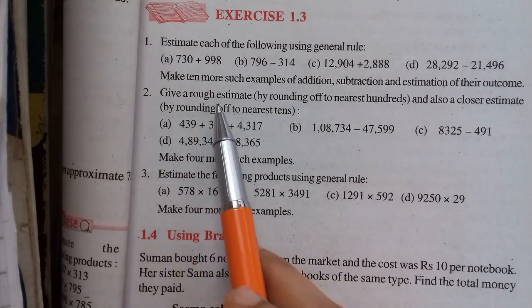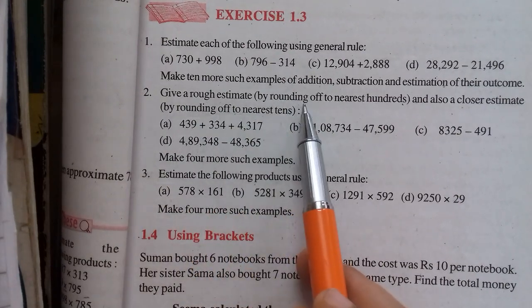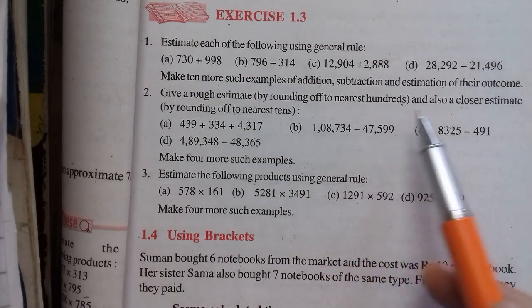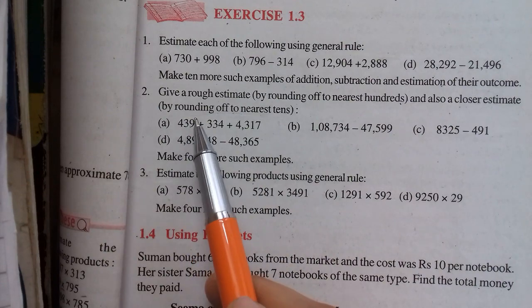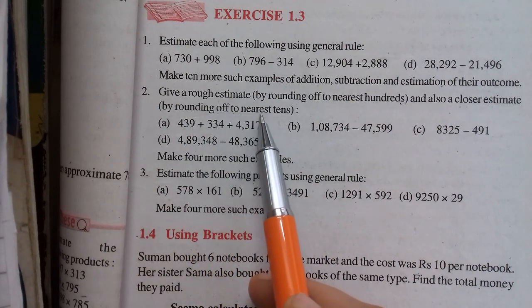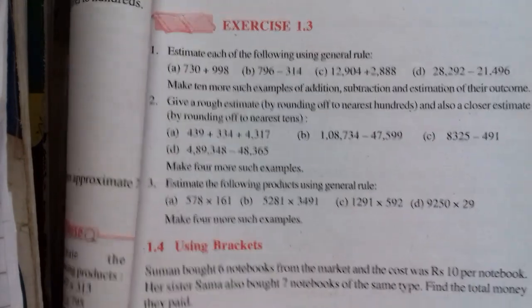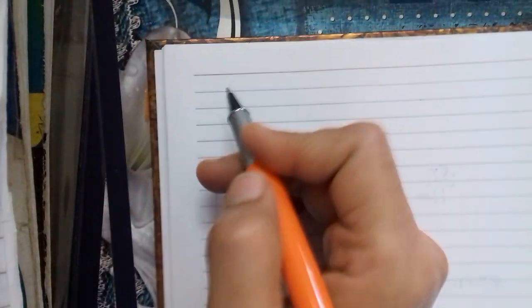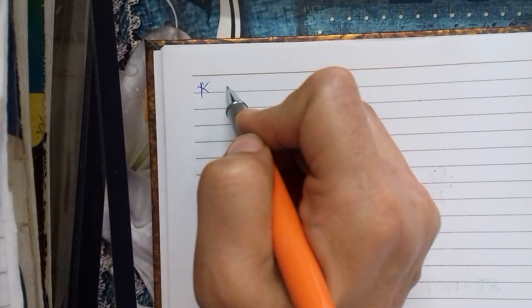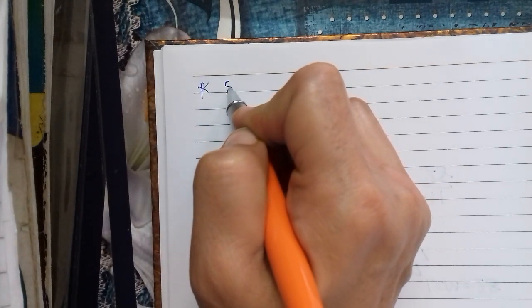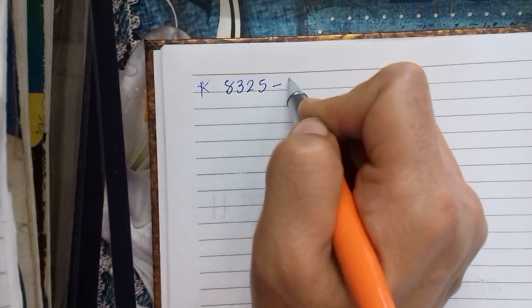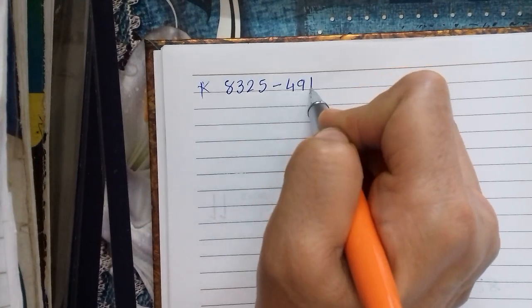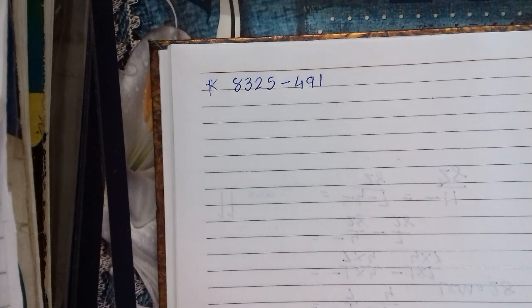Give a rough estimate by rounding off to nearest hundreds and also a closer estimate by rounding off to nearest tens. Let us take one sum. 8325 minus 491.